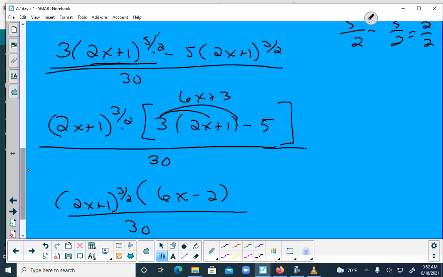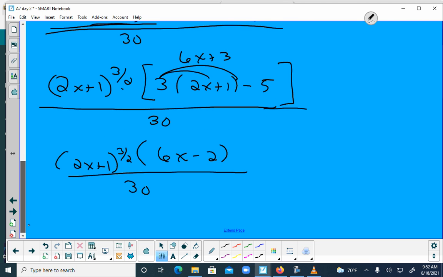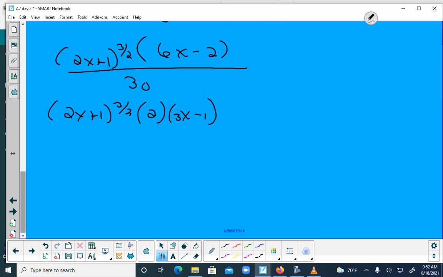Now remember, the one I'm trying to get it equal to had a 15 down in the denominator. How do you think they got that 15? I can't do anything with this, right, because it's raised to that funky power. Can I factor anything out of 6x plus 2, or 6x minus 2? 2. So I can write this as 2x plus 1 to the 3 halves, factoring out that 2, and then 3x minus 1, all over 30.